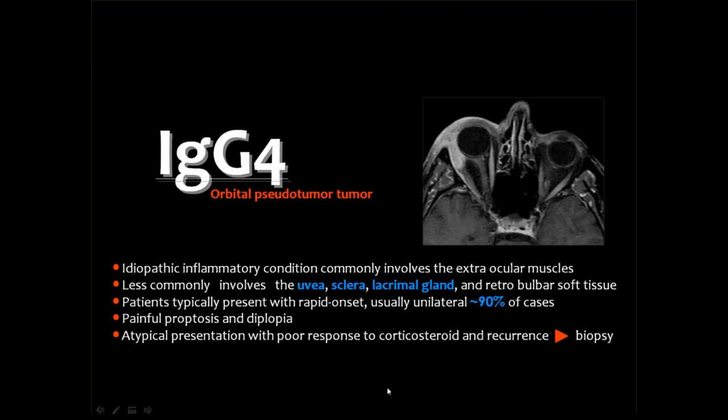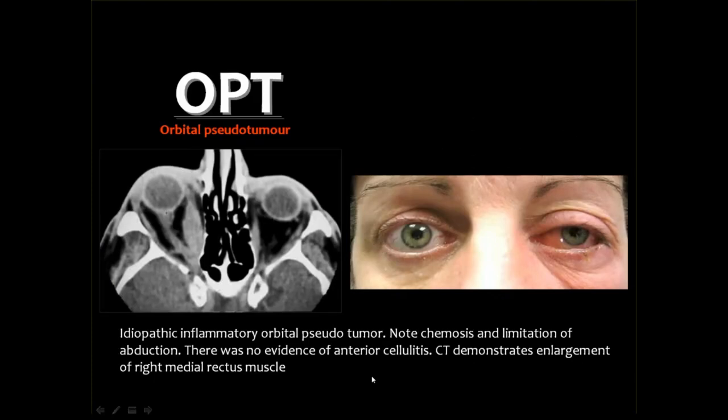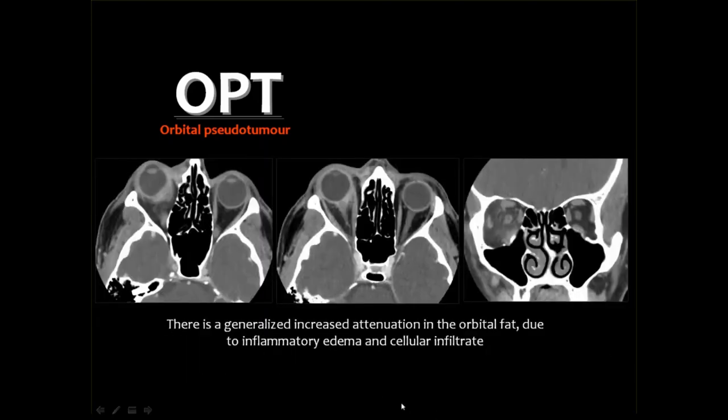Then, if the lesion is not responding well to corticosteroids, then you may have a biopsy to confirm the diagnosis. We have thought that the orbital pseudotumor, whenever it affects the extraocular muscle, has a predilection to the lateral rectus. But sometimes you may get medial rectus involvement or medial and lateral rectus involvement.